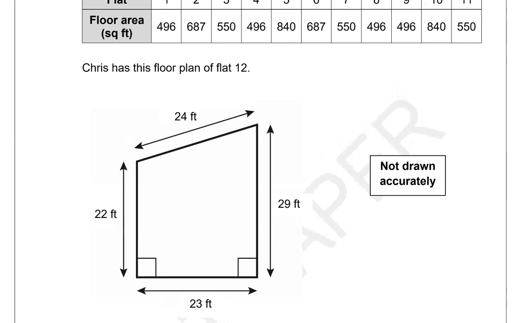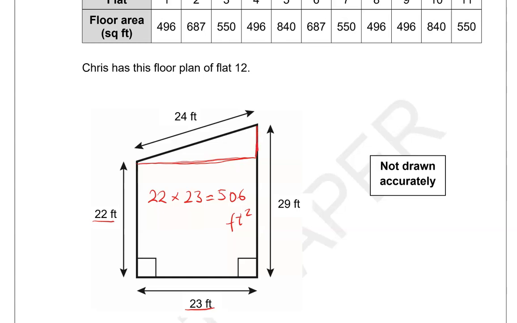So this is in the shape of a trapezium, but we could split it into a rectangle and a triangle. The area of the rectangle can be worked out by multiplying length times width. So that is 22 times 23, which gives us 506 square feet.